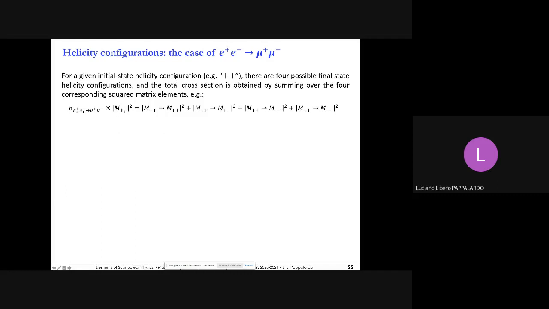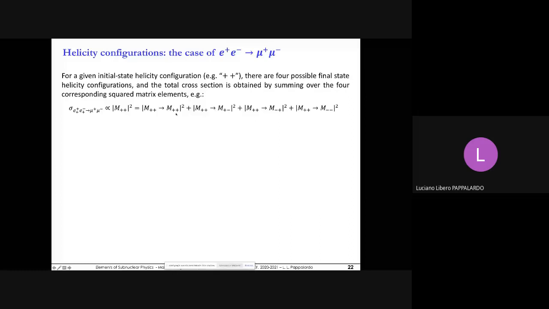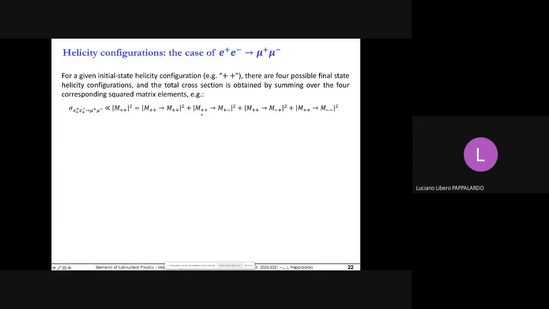So for the plus plus hypothesis, this is our matrix element. This is given by the sum of the 4 matrix elements corresponding to the 4 different helicity combinations in the final state. In the initial state we always have plus plus. In the final state we might have plus plus, plus minus, minus plus, minus minus.